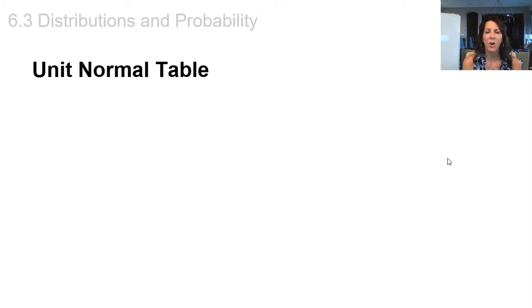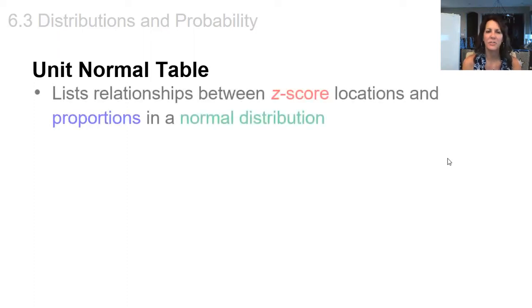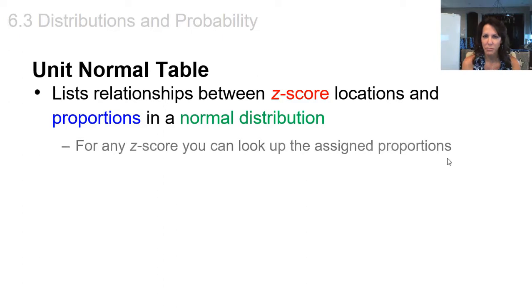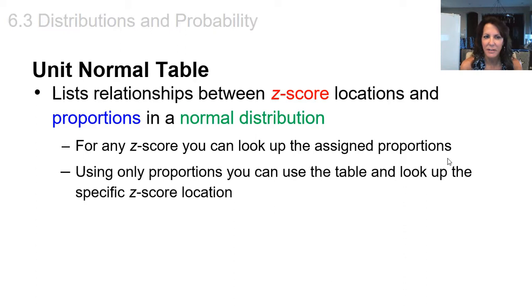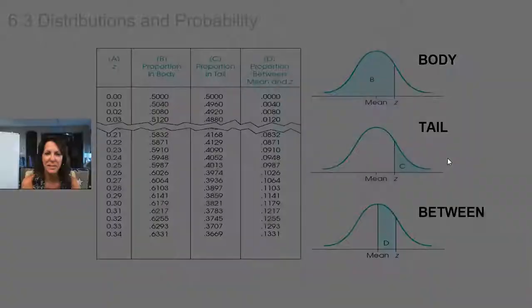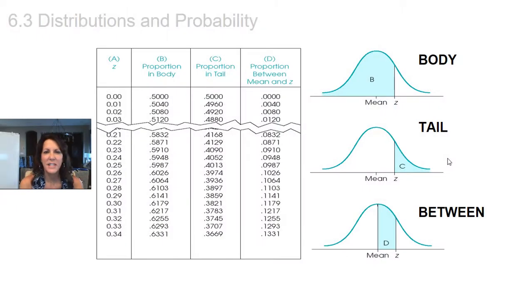We're going to use what's called the unit normal table, and this was right above this video. Hopefully you have it out. If you don't have it out, you might want to get it out for the rest of this video. The unit normal table lists the relationships between z-score locations and proportions in a normal distribution. So for any z-score, you can look up the assigned proportions, and using only proportions, you can also look up a specific z-score, so you can get information one of 2 ways. So this is the unit normal table. I want to explain it to you.